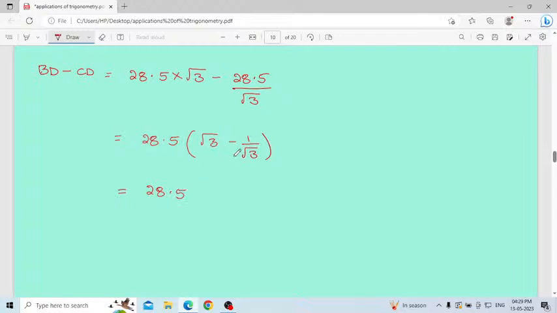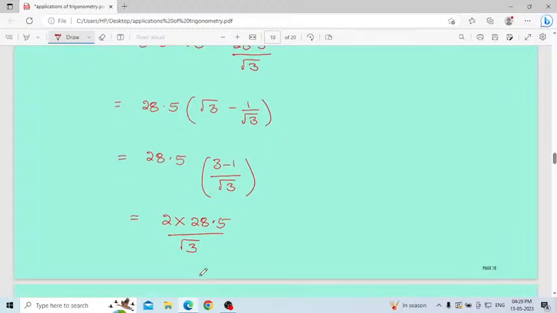Correct? Then BD is 28.5 into root 3, and CD is 28.5 divided by root 3. Take 28.5 as the common factor. You will get root 3 minus 1 divided by root 3. Then 28.5, take the LCM here. Root 3 whole square is 3, so 3 minus 1 divided by root 3. Then it is nothing but 2 into 28.5 divided by root 3.